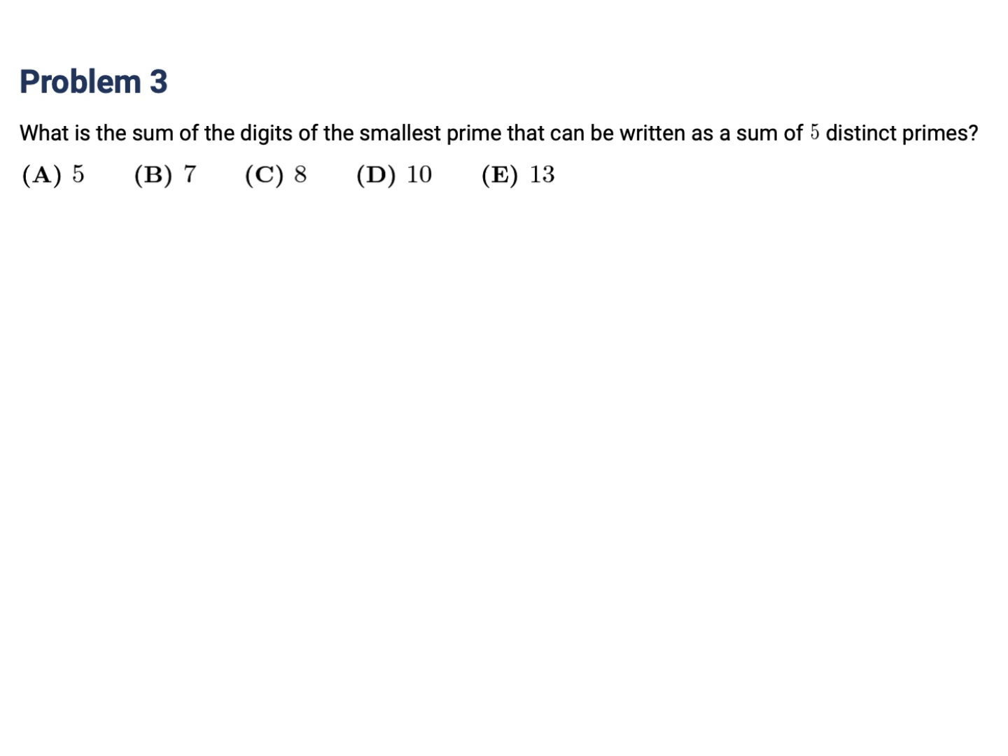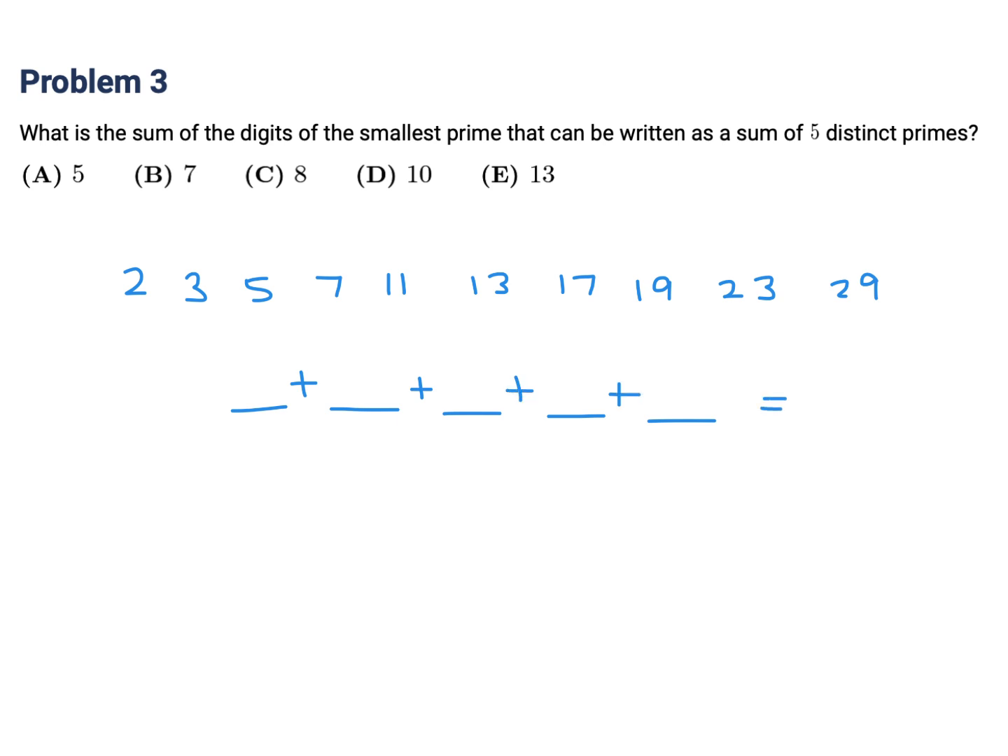What is the sum of the digits of the smallest prime that can be written as the sum of 5 distinct primes? Let's list the prime numbers. Let's just list a few of them. I really don't know how long we have to experiment here, but let's try. So there's obviously 1, 2, 3, 4, 5 prime numbers that when we add them up, they equal a prime number.